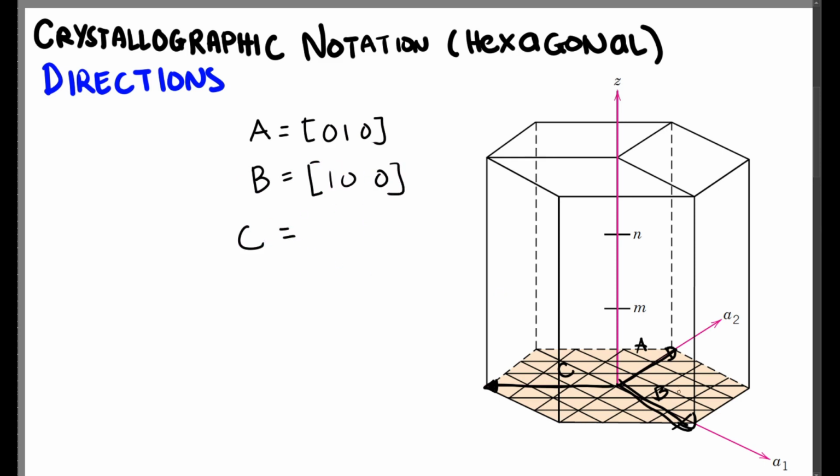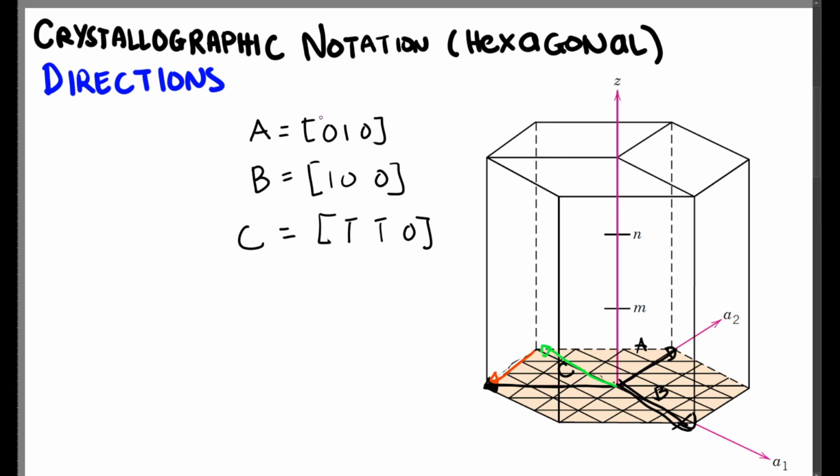And for C, we'll see here, this direction would be 1 bar, 1 bar, 0. So why is it 1 bar, 1 bar, 0? Because we need to project using these axes, and to get to this point, you need to add this direction here and this direction here to get this one. So we're adding this one, which is along a1, and let's say this is along a2, to get the direction C.